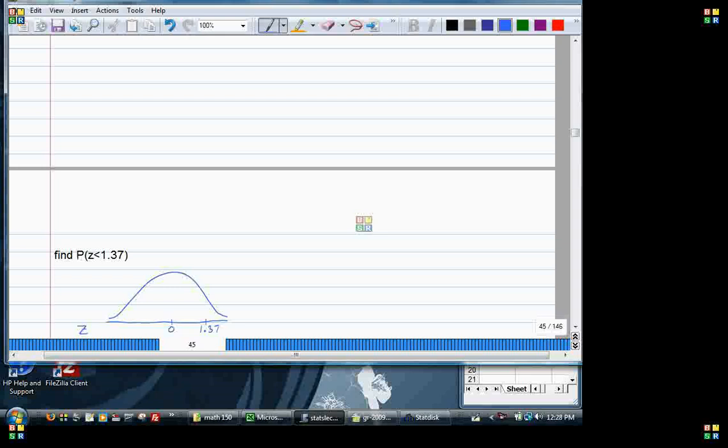Everything to the left of what? Less than what? 1.37. So starting at 1.37, we go to the left. How far to the left? All the way to the end. Everything less than. It doesn't say greater than 0. It just says less than 1.37. Everything.